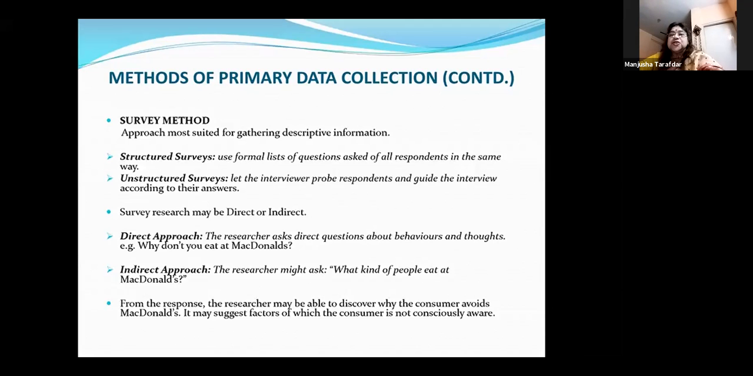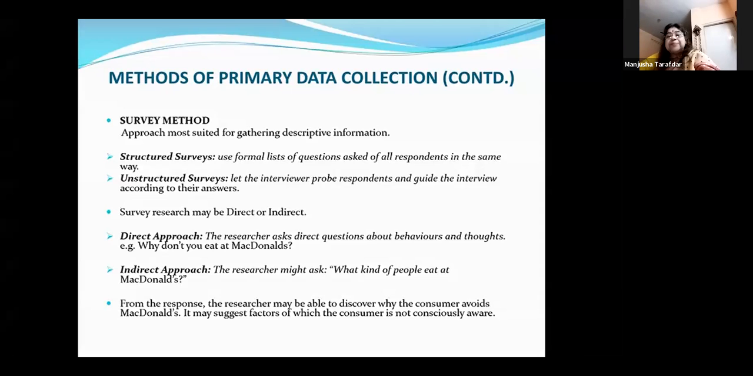Then survey research may be direct or indirect. In the direct approach, the researcher asks direct questions about behaviors, thoughts, etc. That means if you want to make a survey about a McDonald's shop in any place, then you can ask the people, the sample group, why don't you eat at McDonald's shop? But this is the direct approach.